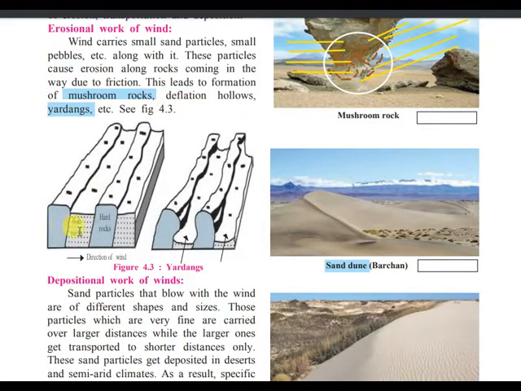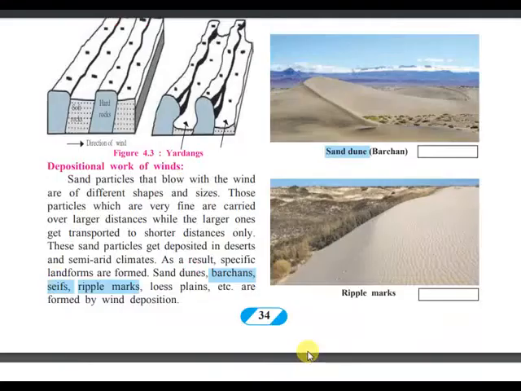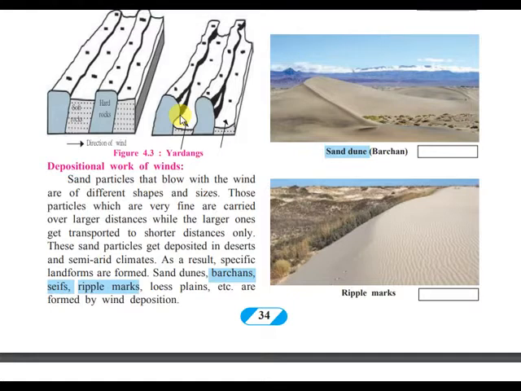See these two diagrams, we can understand how this deflation must have been carried out. This is because of the erosion of the wind, the speed of the wind, and because of the particles that got carried away by the wind. Now let us see the next one, which is the depositional work of the winds. Not only does the wind carry these particles, it also deposits them somewhere, it settles them somewhere. So where is that?